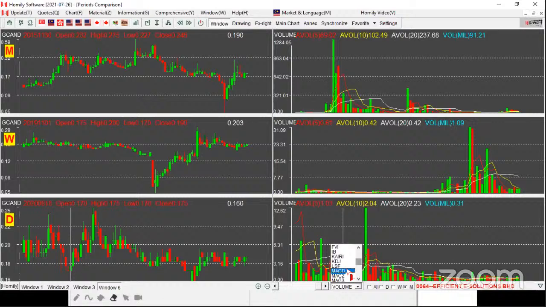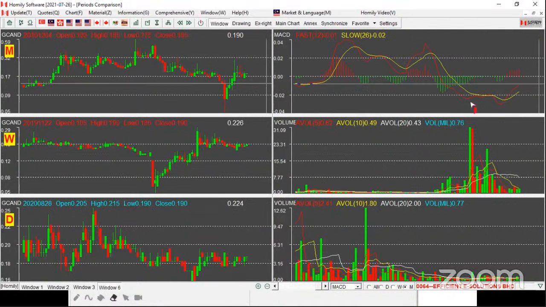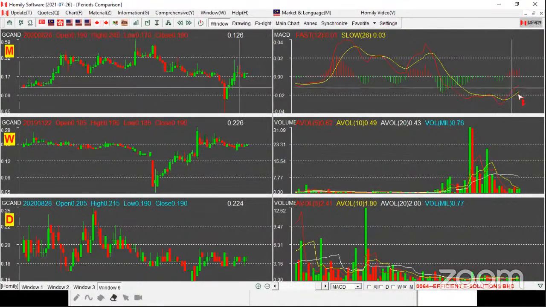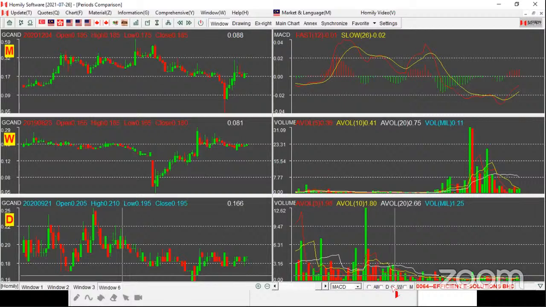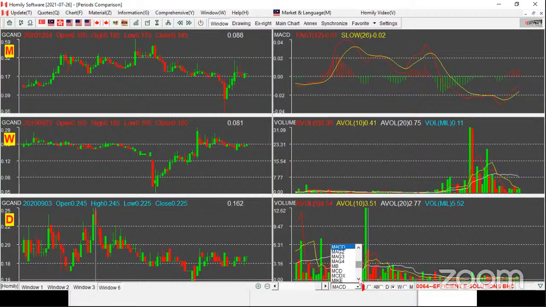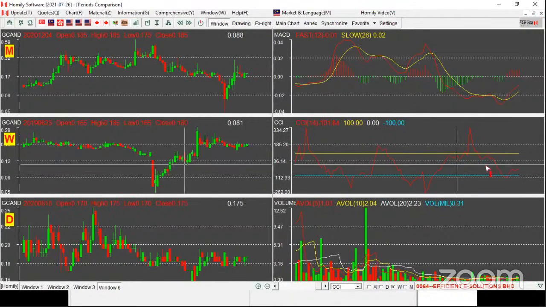MACD with it over here. So you see, this window already changed to MACD indicator, right? And the second window, we need to use CCI. So also need to highlight W. W stands for weekly charts. Then choose CCI indicator with okay here. So the second window, weekly chart already changed to CCI.